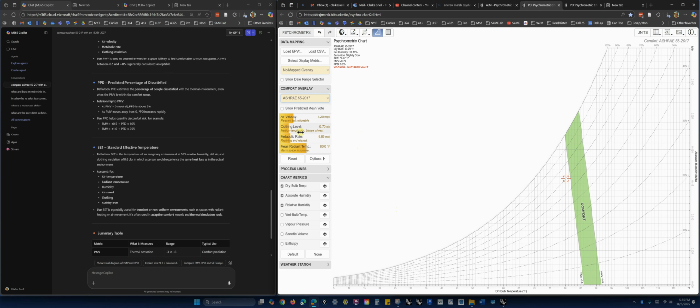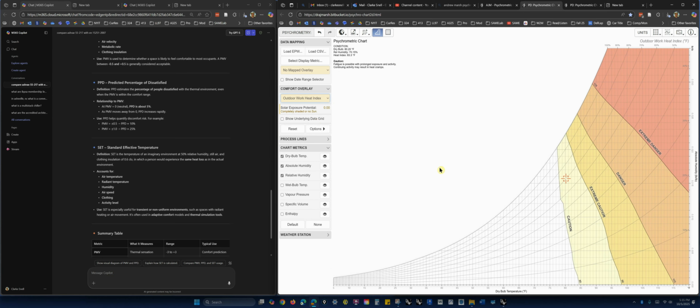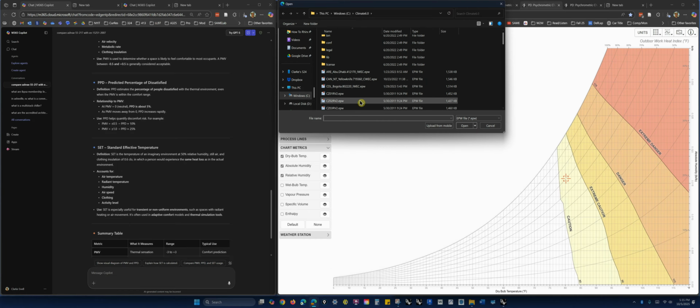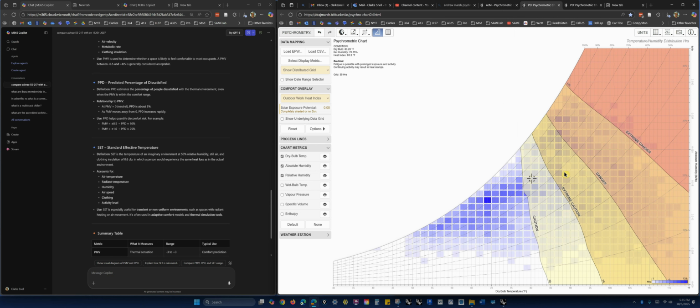So the difference between 55 and 17, one of the differences, is that the European standard has more gradations for the PMV. The outdoor heat index we talked about a little bit. Remember that this would be more relevant if I had a really hot climate like Dubai. So in Dubai, let's just compare it to New York.